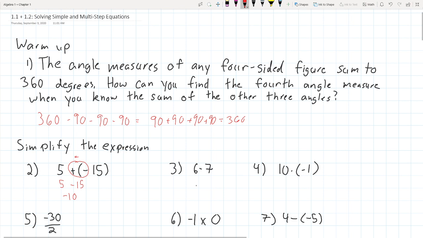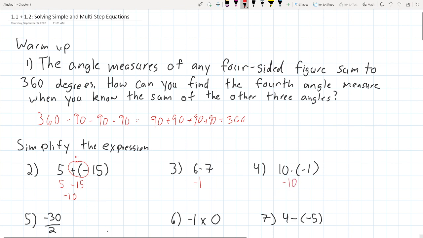Number 3, 6 minus 7, that one's pretty straightforward. The only thing is that we're going into negatives and we get negative 1 with this. Number 4, 10 times negative 1. So I have a positive times a negative, and a positive times a negative makes a negative, and 1 times 10 is 10, so my answer is going to be negative 10.